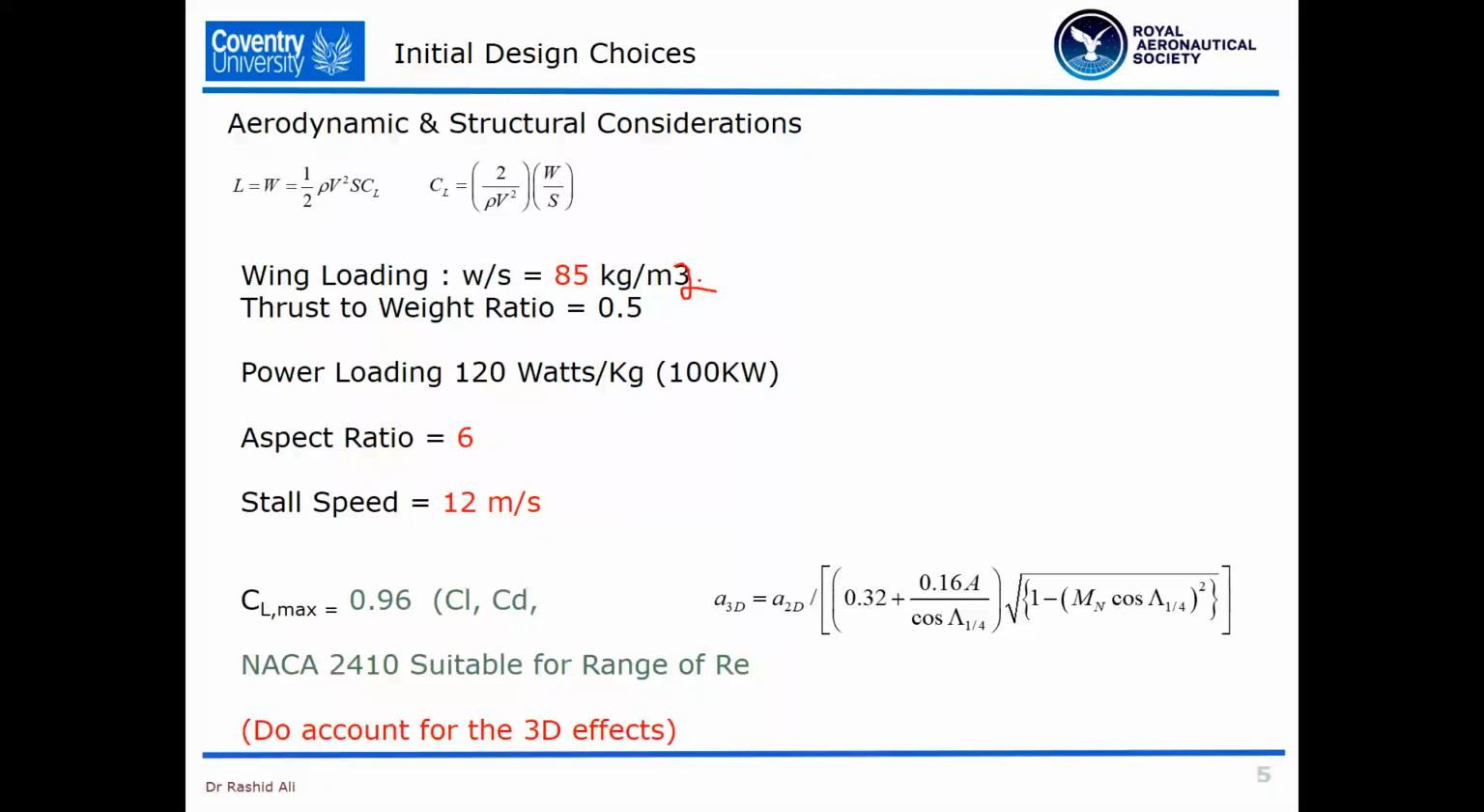So for a small aircraft, anything between 6 and 7.5 would be a reasonable choice as a starting point. So I've chosen 6. What shall be my stall speed? I've chosen a fairly low stall speed that gives me something around 20 odd knots. Pretty slow.